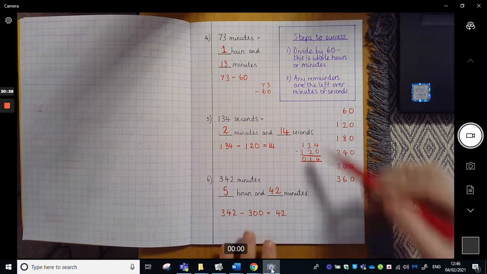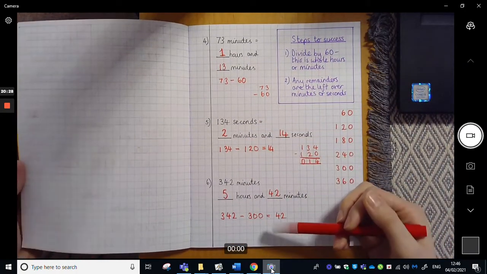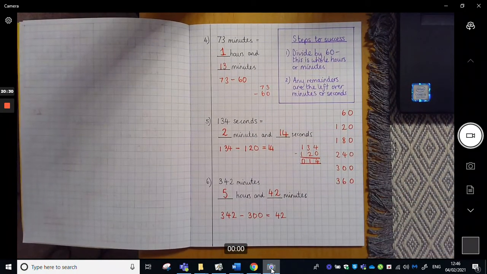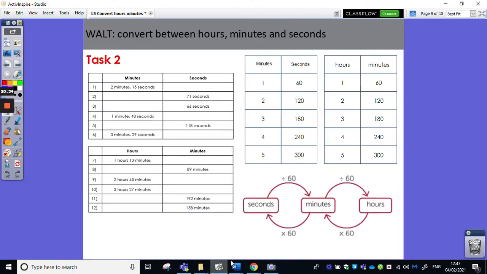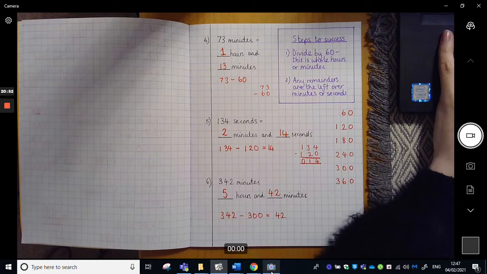So it does get a little bit trickier when we're doing it like this, but do use the steps to success to help you. Go back and watch the video again if you need to. So you're going to go away and do task 2 now. So you're converting minutes and seconds and then hours and minutes. Again, you've got this here to help you, or write it out in your book and make sure you're checking your answers as well. Once you've finished that, there are also some reasoning questions for you to have a go at as well.